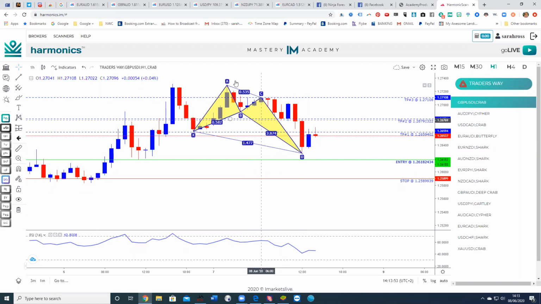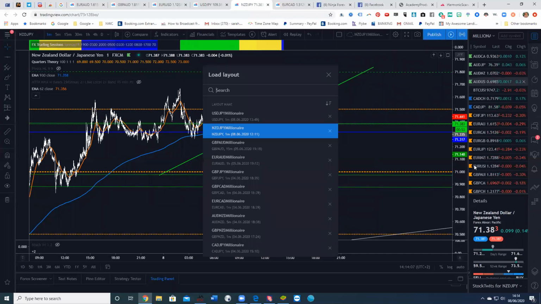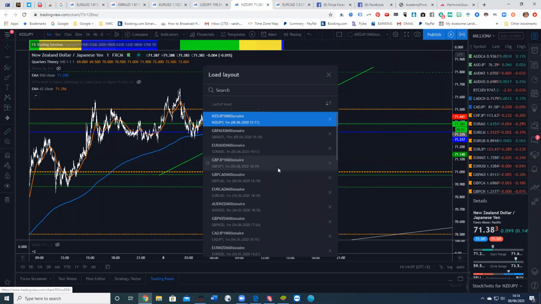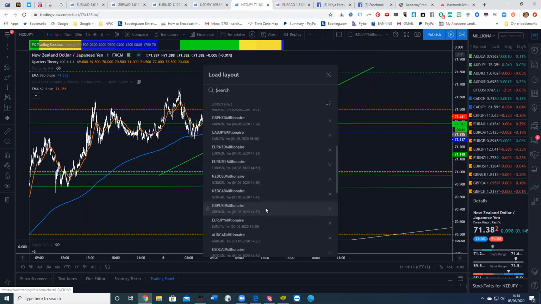And once you've done that, come over to your TradingView and open up GBPUSD. You'll have yours on the right probably. I've just got mine on drop downs. There it is.